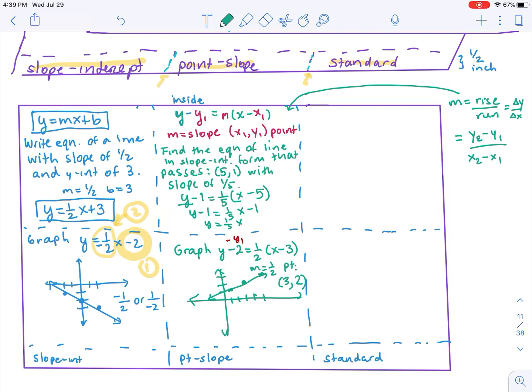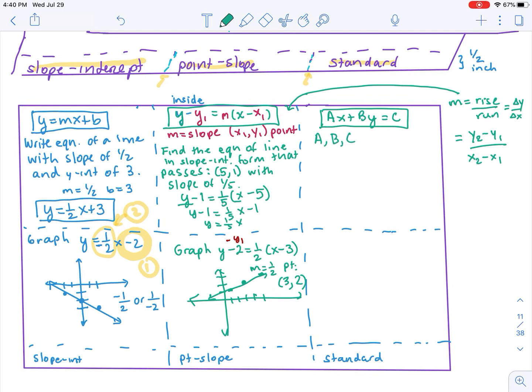Our last column is on standard form. And standard form, I didn't box slope-intercept form, so I'll do that for you here. Standard form is ax plus by equals c.